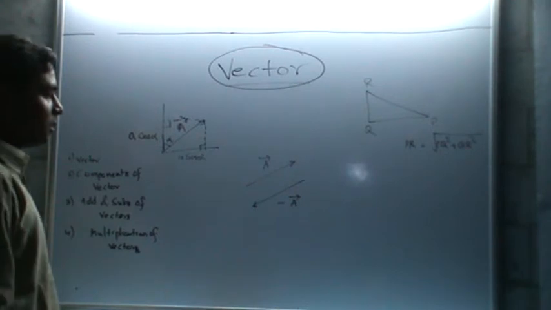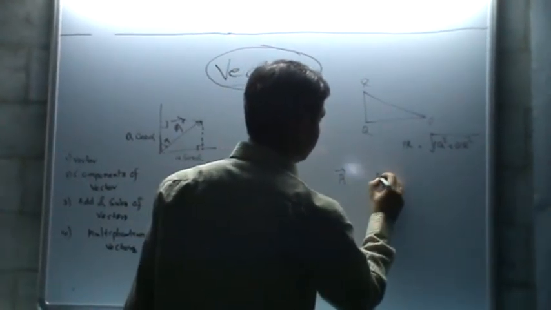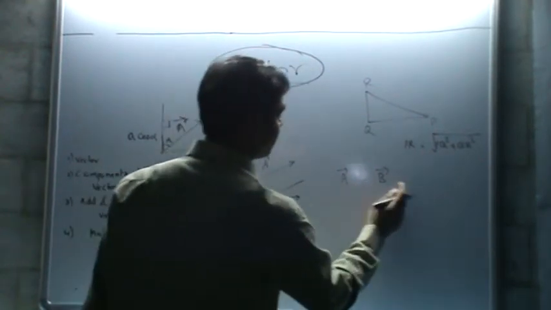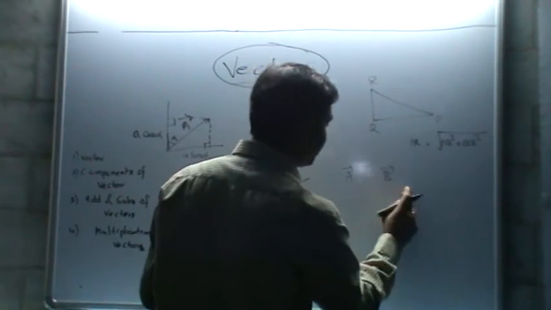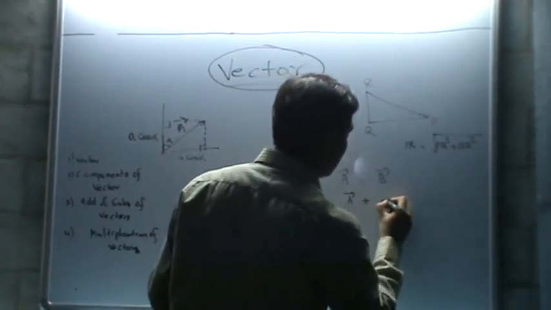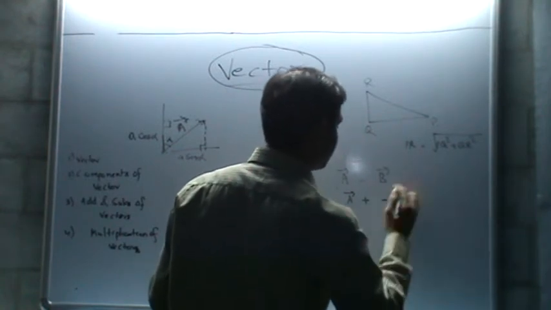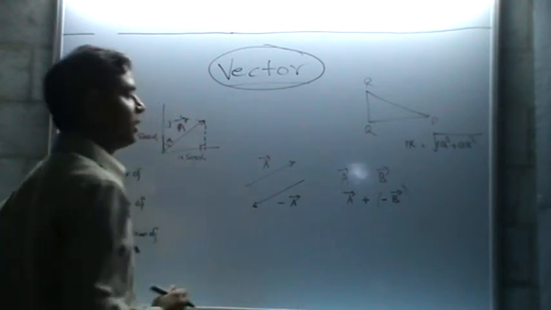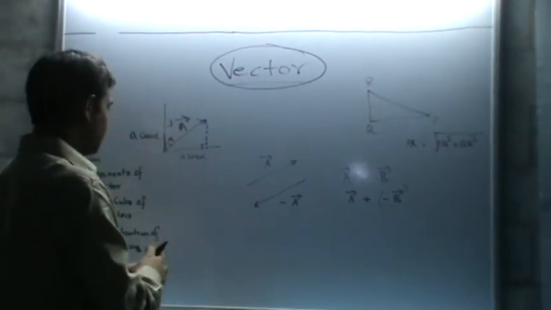When we say A minus B, subtraction of this vector, what exactly are we doing? We are adding two vectors. That vectors are vector A plus negative of vector B. This is exactly what we are doing. Now we'll go back to the same previous example.